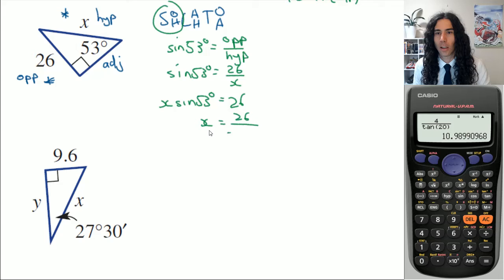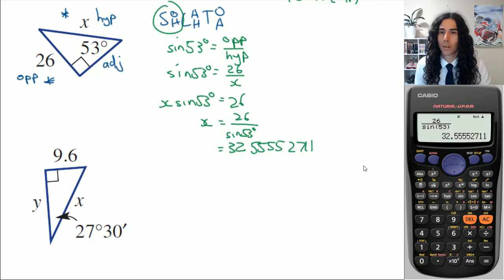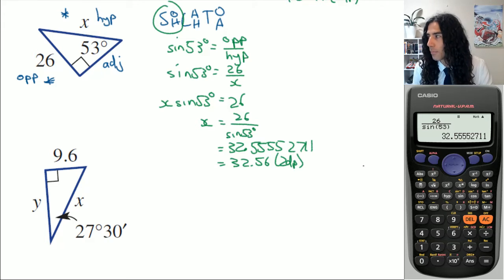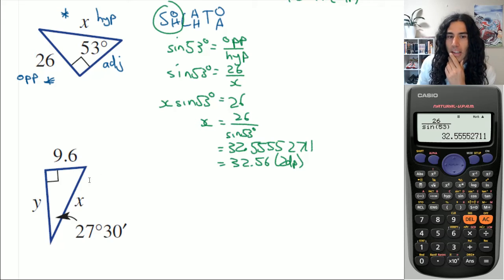26 on sine 53. Calculator. Ooh. 32.5555. Unusual. 2711. And 32.56 to 2 decimal places. Ta-da. There's a question in your book, you can see here, which tells you to find both x and y.